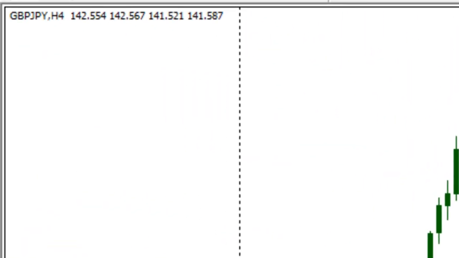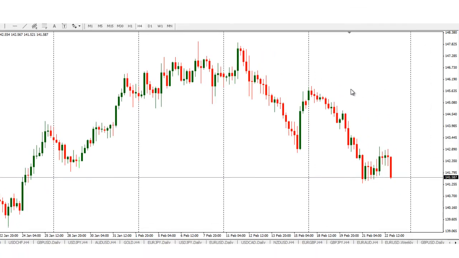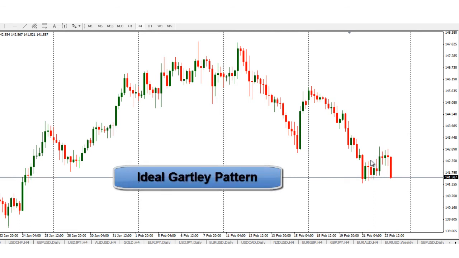The pound JPY 4-hour time frame. The pound JPY has been in an uptrend for a while now, and only of recent has price gradually retraced down. You can see it has been in an uptrend. So on the 4-hour and daily time frame, an ideal Gartley pattern has formed, giving us clues that the bulls are not yet through with their movement up.